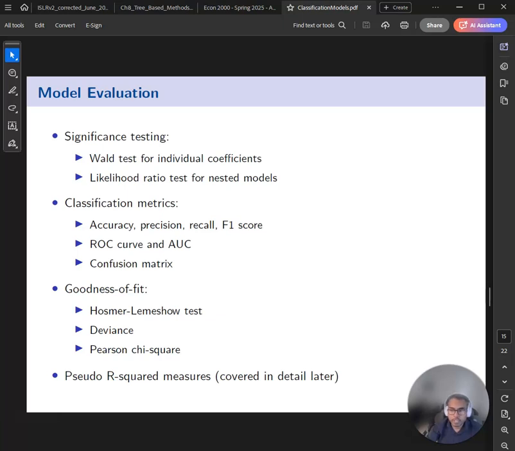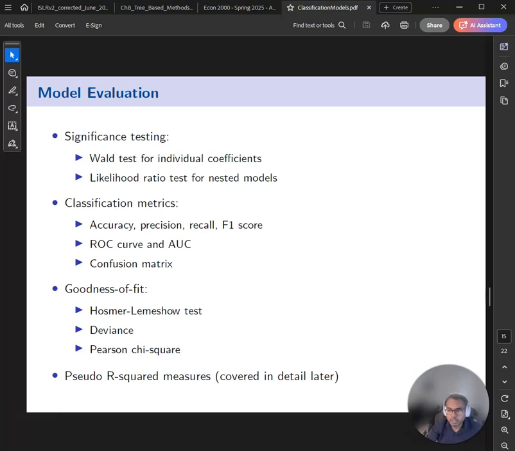Once we have built our logistic regression model, we need to evaluate how good it is. There are several approaches to this. For significance testing, we can use the Wald test for individual coefficients to see if each predictor has a statistically significant effect. We can also use the likelihood ratio test to compare nested models and see if adding variables improves the model significantly. For classification performance, we use several metrics.